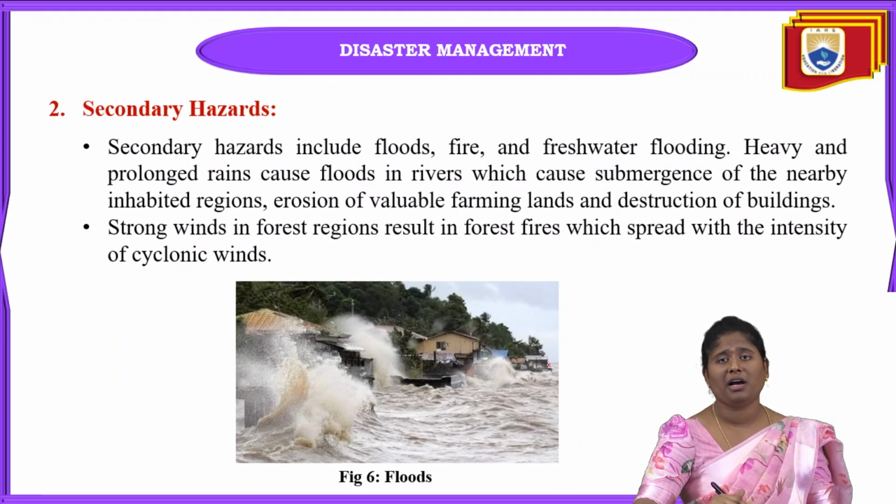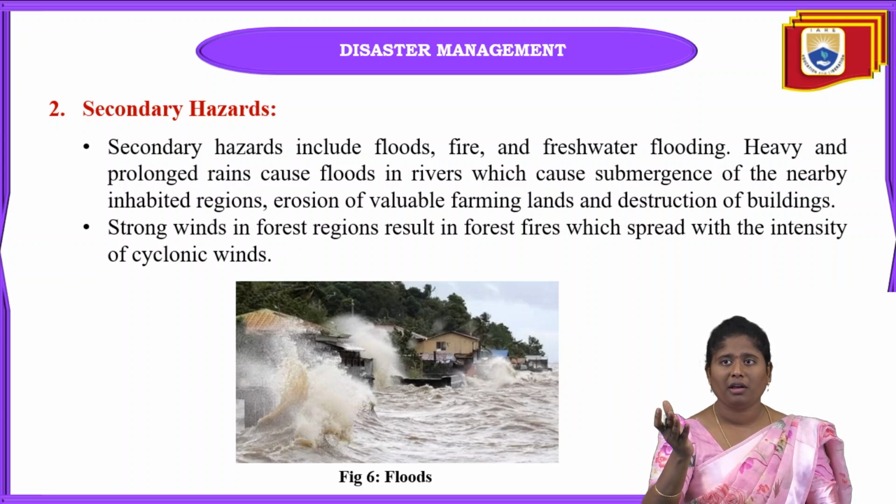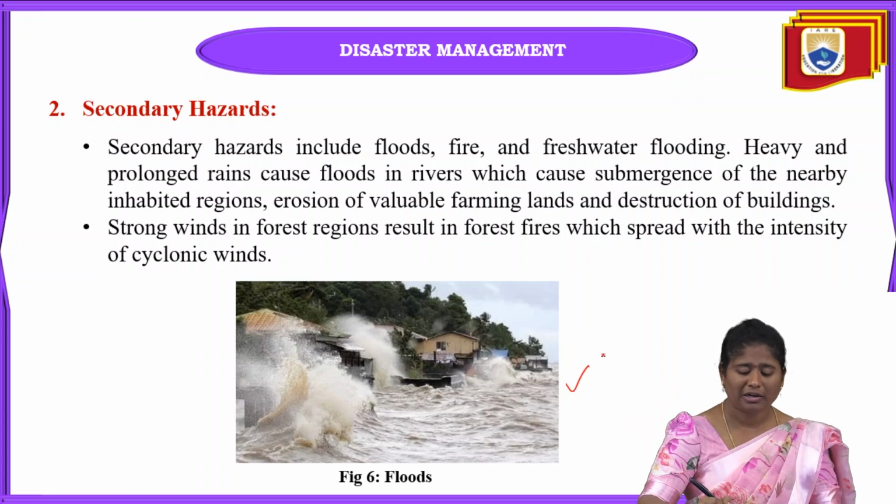The next one is secondary hazards, which can include floods, fire and freshwater flooding. If heavy and long-term rainfall happens in both rivers and oceans, it may cause submergence of nearby areas. Erosion can happen on farming lands, and if that happens, crops will get destroyed, and floods can happen at that time. In some forest regions, if there are strong winds, forest fires can happen because of the intensity of the cyclonic winds. Here you can see the floods and how they damage our daily life.